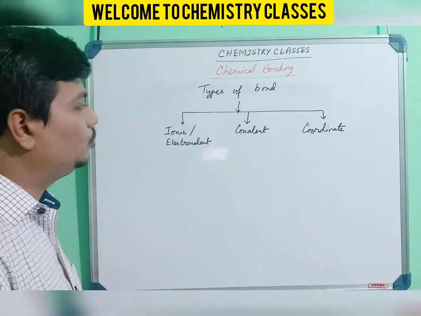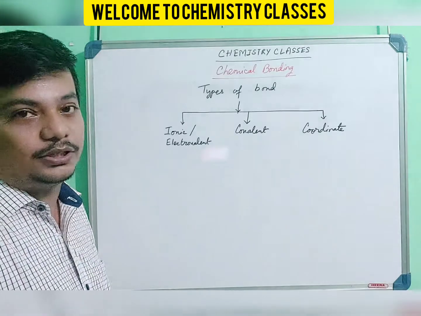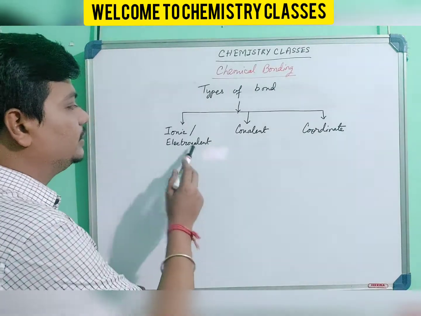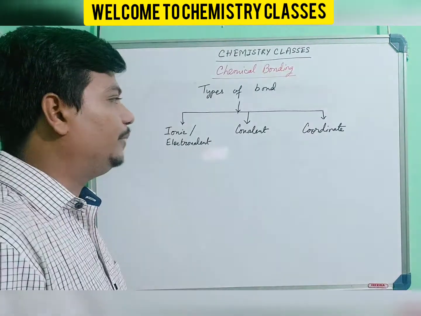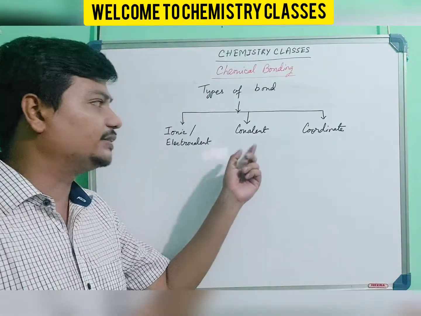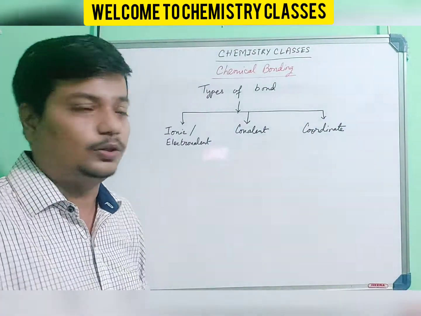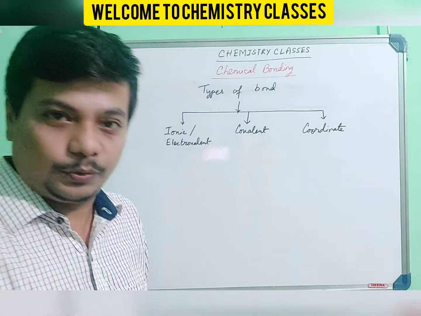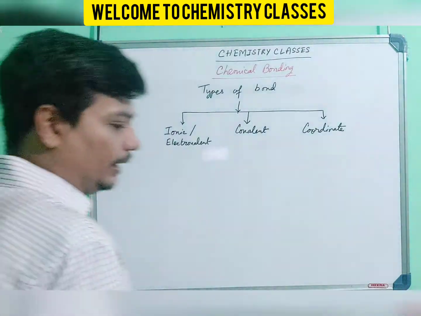Now, going into the details of these particular bonds, we will first consider the electrovalent bond, and maybe in the next classes we will be discussing the covalent and coordinate bonds. So, starting with the ionic bond.